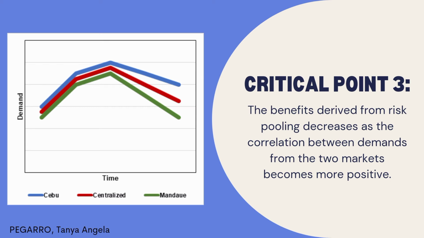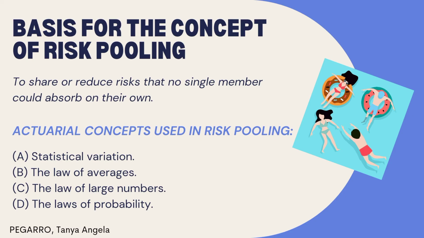So when demand from both markets is more or less than the average demand, we say that the demand from the markets are positively correlated. As seen in the graph, instead of Mandaue having low demands, it has more or less the same demand with Cebu. Hence, instead of offsetting each other, they now have higher chances of shortage of stocks. Thus, critical point number three. The benefits derived from risk pooling decreases as the correlation between the demands from two markets becomes more positive.